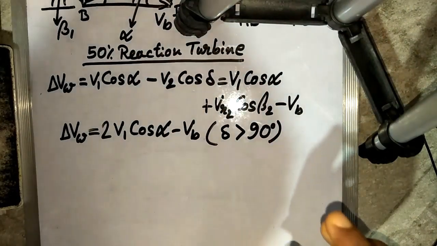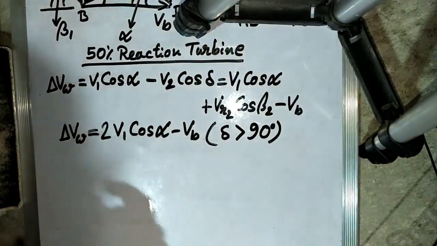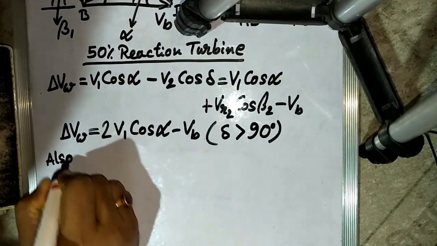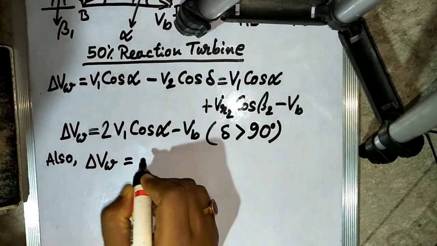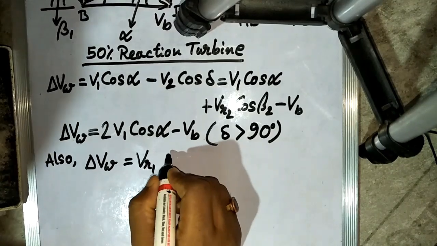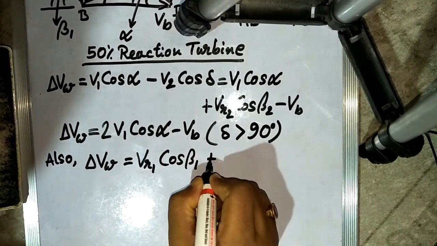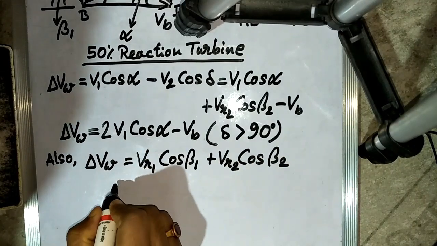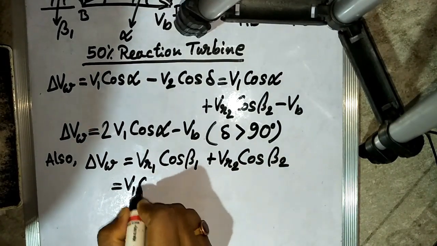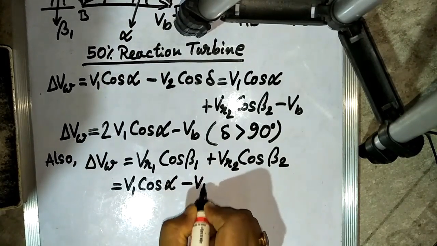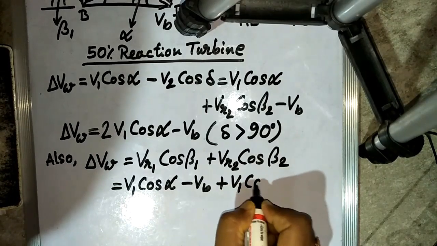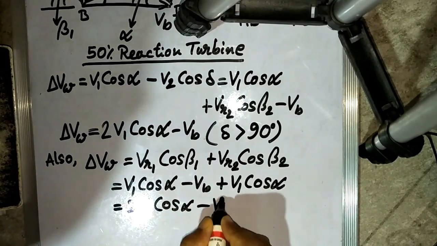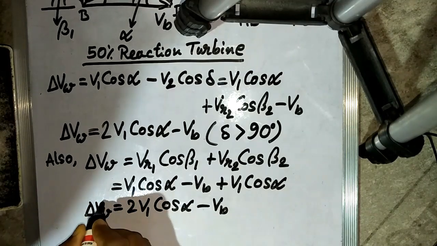Another way to find ΔVω is that we can also write ΔVω equals VR1 cos beta 1 plus VR2 cos beta 2, that is equal to V1 cos alpha minus Vb plus V1 cos alpha, so that is equal to 2(V1 cos alpha minus Vb). So it's up to you to follow which method.